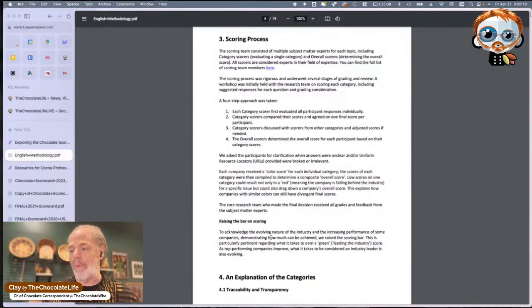So as top performing companies improve, what it takes to be considered an industry leader also evolves. So I think they're not using the same standards that they used in 2020 for 2023, and there's a plan to evolve going forward. But this represents, I think, one of the challenges of this particular survey, which is that from year to year, what they are measuring and how they are measuring it in the same column change.